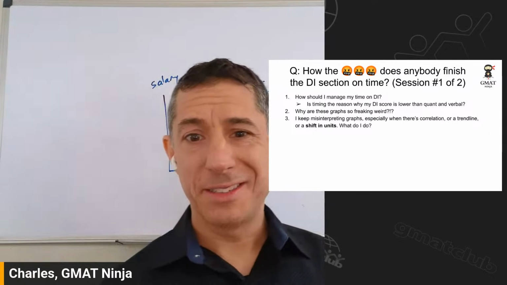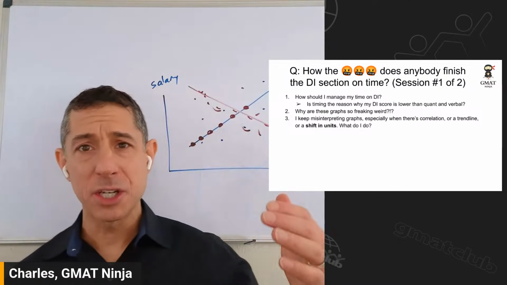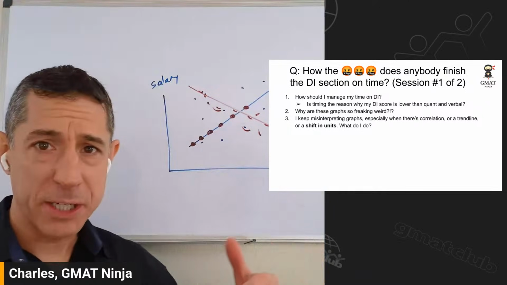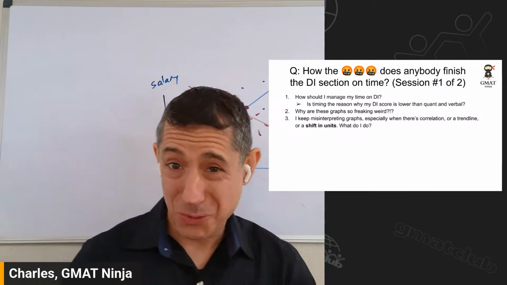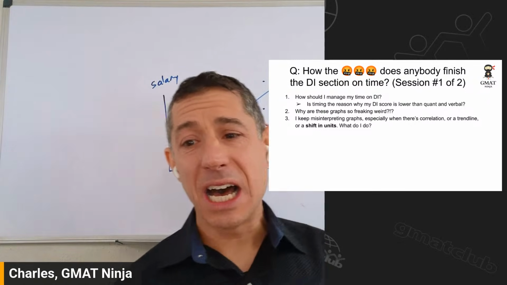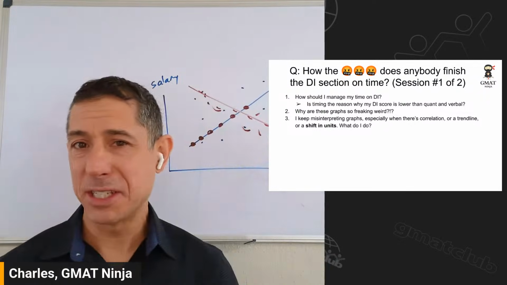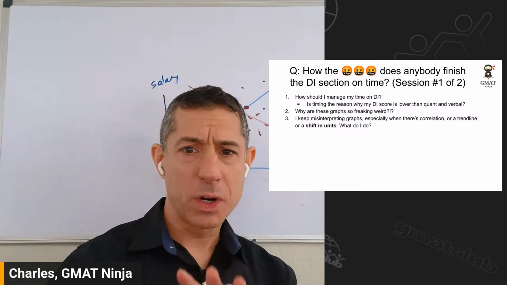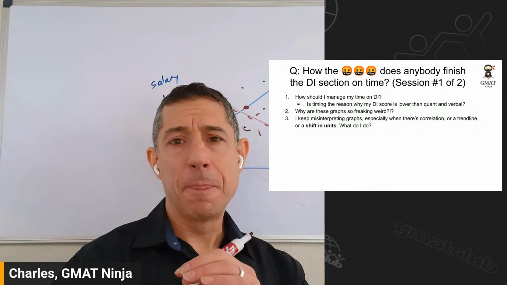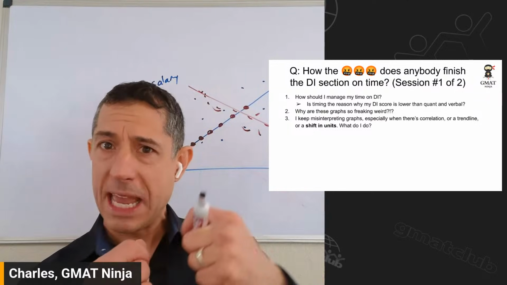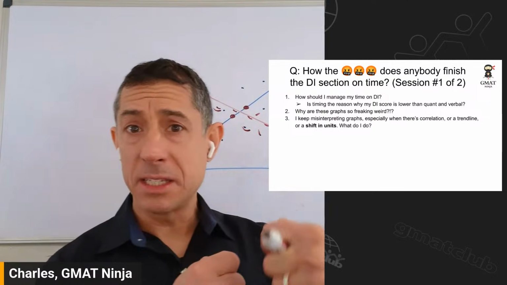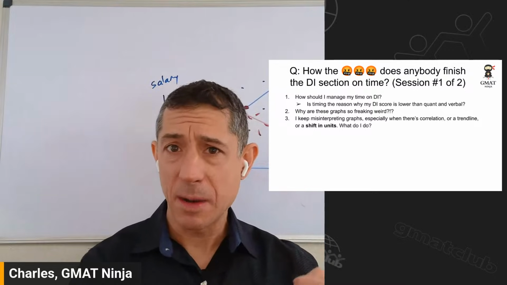Shift in units. So, I keep misinterpreting graphs. We talked about correlation a little bit. Sometimes people get confused by trend lines. Shift in units, weird units. What do you do with that? There are a lot of different manifestations of this. I'm going to pick on one or two here. And really the heart of this is what I see people doing. What is the behavior that induces you to miss something because of units on a graph? Where does that come from?